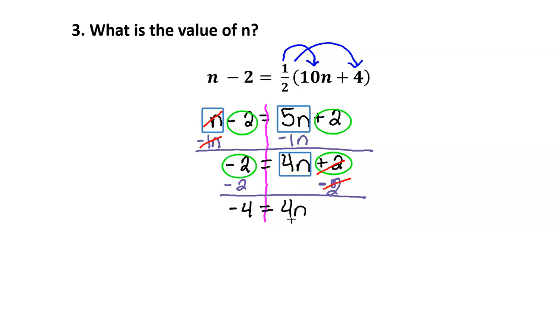Now I have a coefficient with my variable. So my coefficient, I know that I divide. Coefficients are multiplied, so I'm going to divide by 4 on both sides of the equal sign. The 4's on the right where the variable is are going to cancel each other out, leaving me with just the n. And then on the left, -4 divided by +4 is going to give me -1. So I could say -1 equals n, or I could say n equals -1. And there is problem number 3.